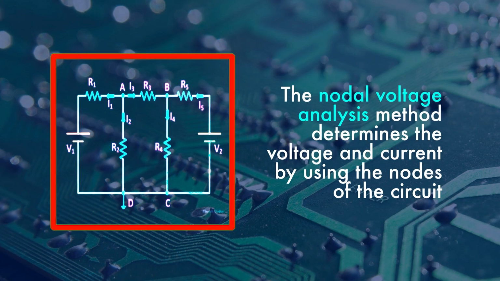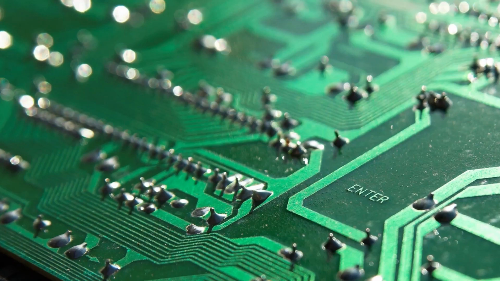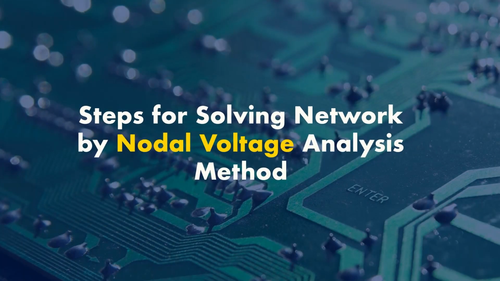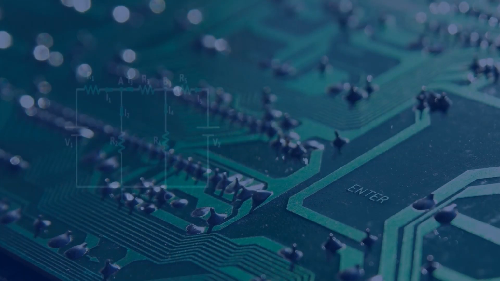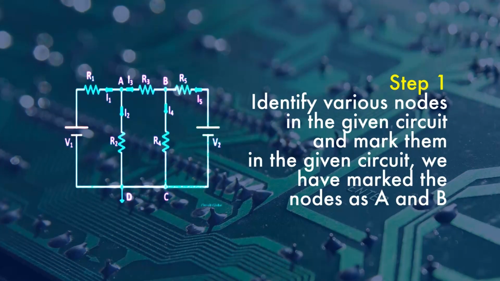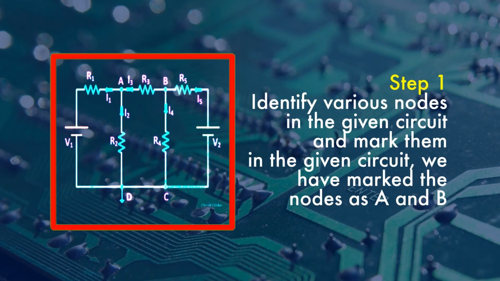So here you can see there are different nodes shown in the figure: A, B, C and D. Here you can see the potential of node C and node D is the same, so it can be taken as a reference node. So what are the steps to apply this nodal voltage analysis? First, considering the above circuit diagram, the following steps are explained below.